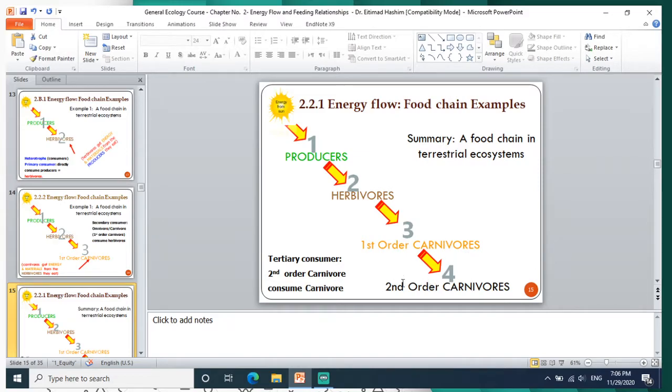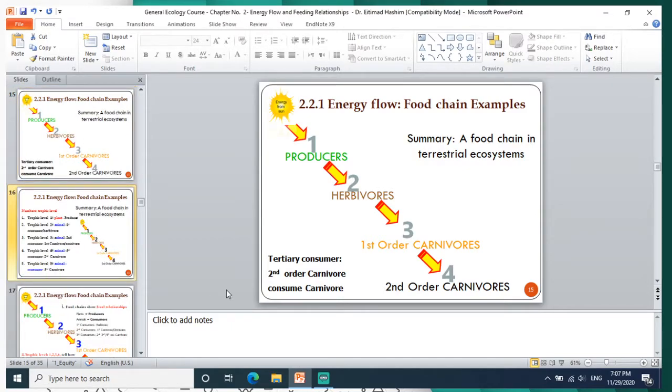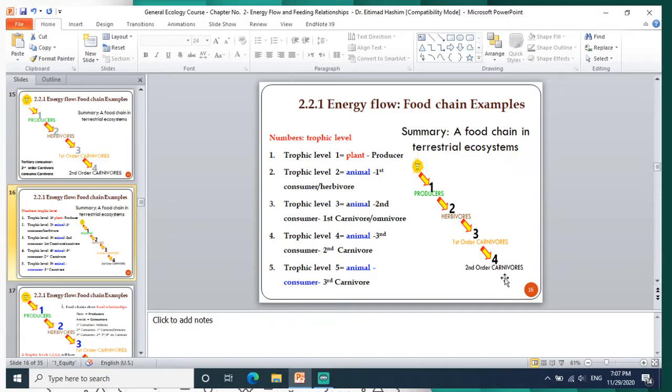So regarding the tertiary consumer, second order carnivores eat animals, and then it will be carnivores, only carnivores. The first order can be carnivores or omnivores, but the second order most of the time will be just a carnivore. So here is the second order of carnivores, but it's the fourth trophic level. Here is the first trophic level, the feeding level, second feeding level, third feeding level or trophic level, and four trophic levels. So let us make a summary of the food chain in the terrestrial, on-land ecosystem.